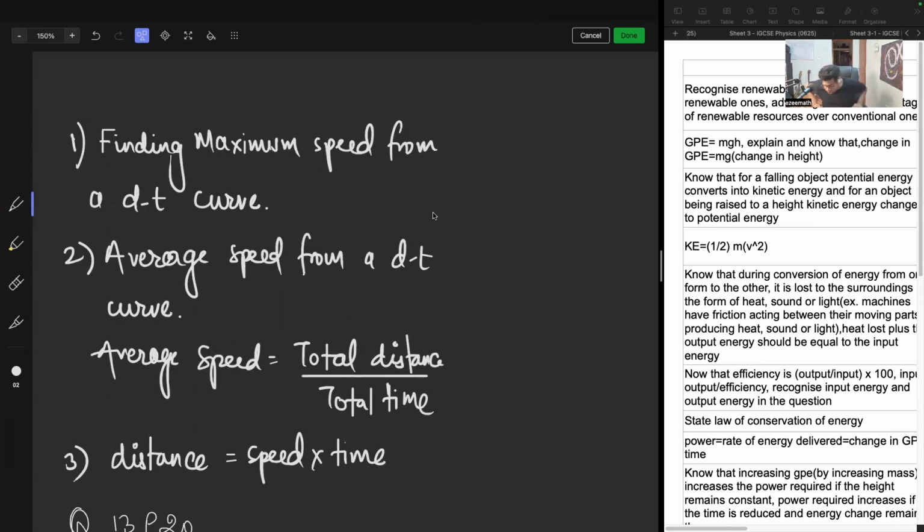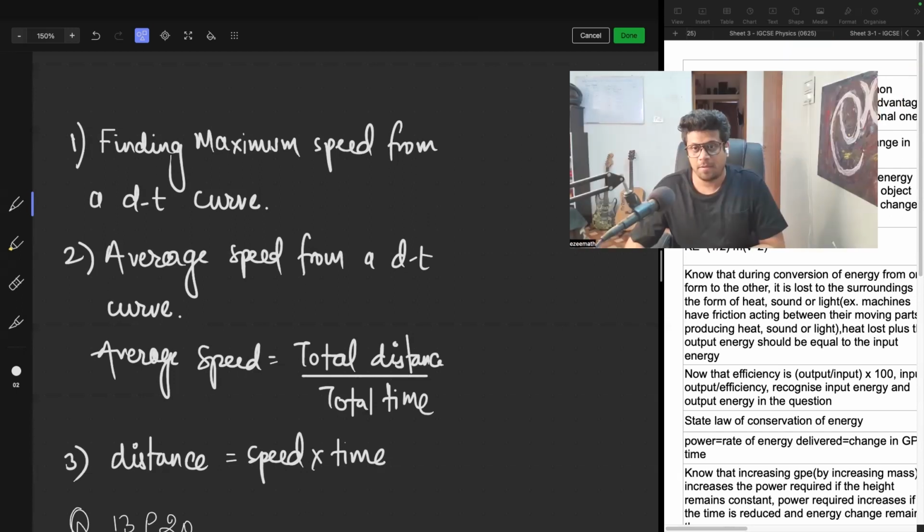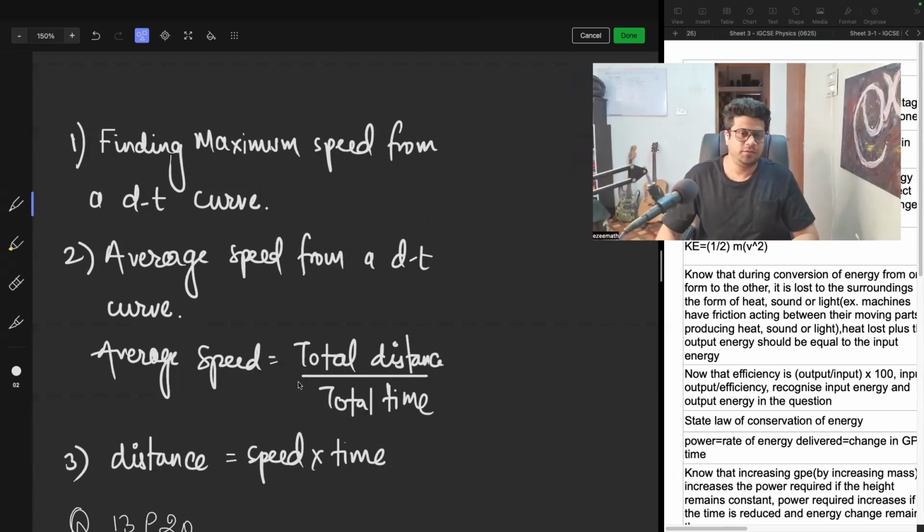Now, finding speed at one particular value of time is something we have seen in the previous video. Today, we're going to see how we can find out the maximum speed from a distance time graph. Okay, so let's see.